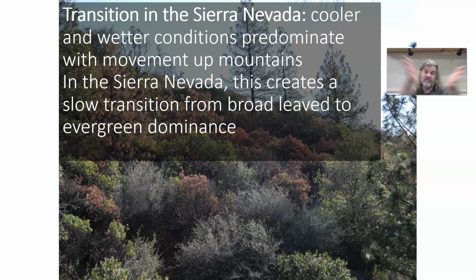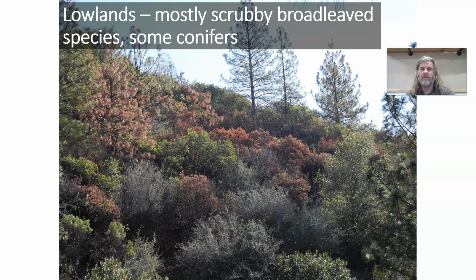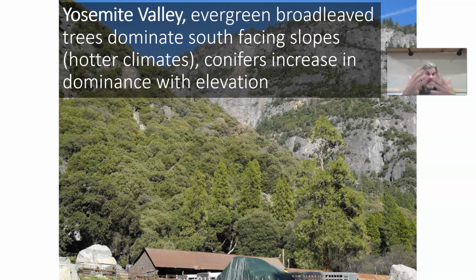So in the low elevations, there's lots of shrubs and broadleaf species and some conifers that are adapted to those hot, dry conditions. That's what you're seeing here. These are the lowland forests, gray pine, manzanita, that sort of thing. As one goes up, say, to Yosemite Valley, you start to have dominance of evergreen broadleaf species, especially on north slopes, on the cooler slopes, which are more protected from solar radiation. The conifers increase in dominance.